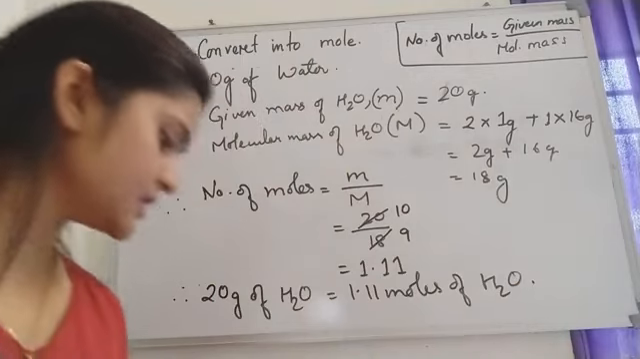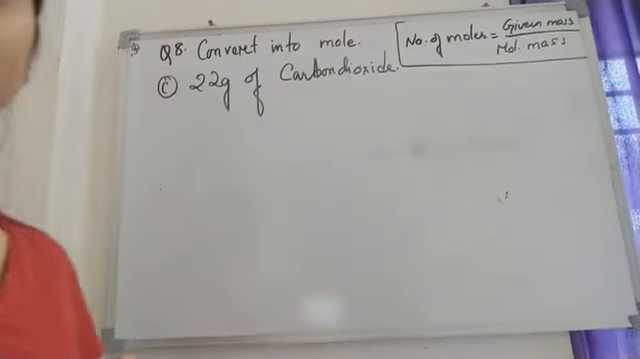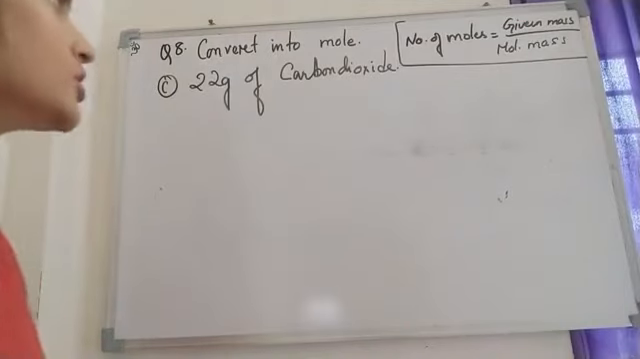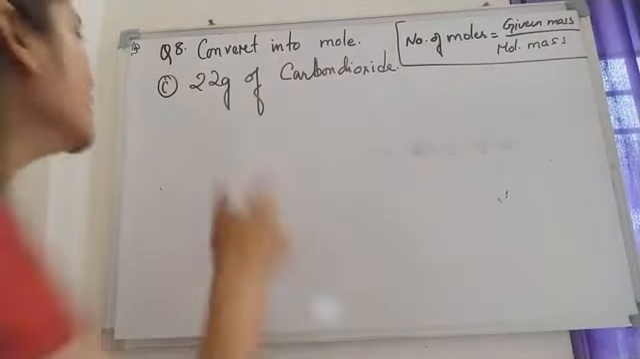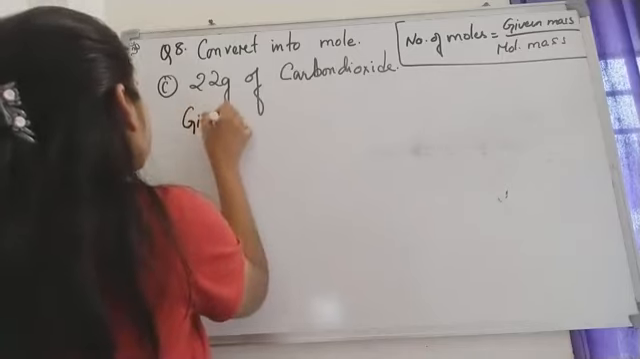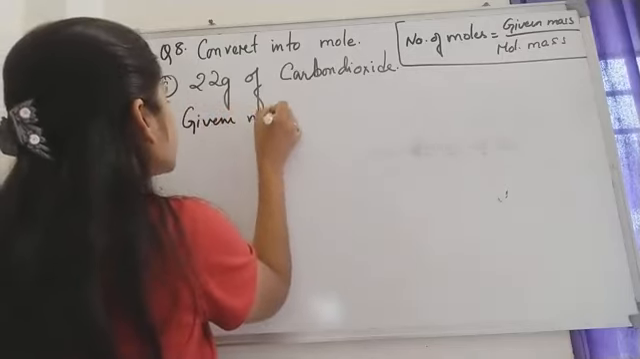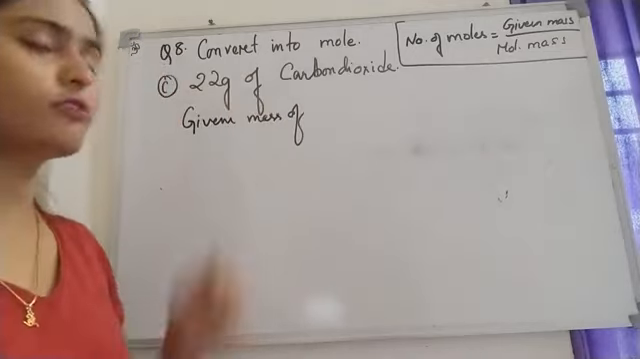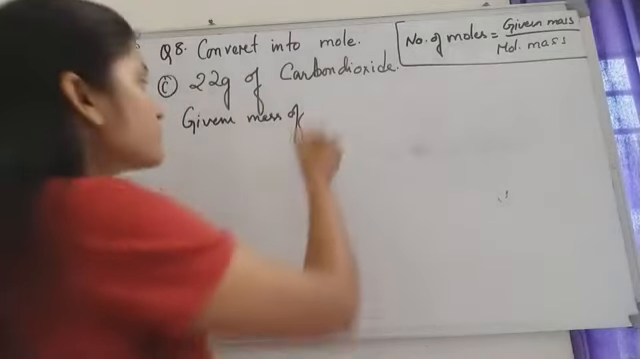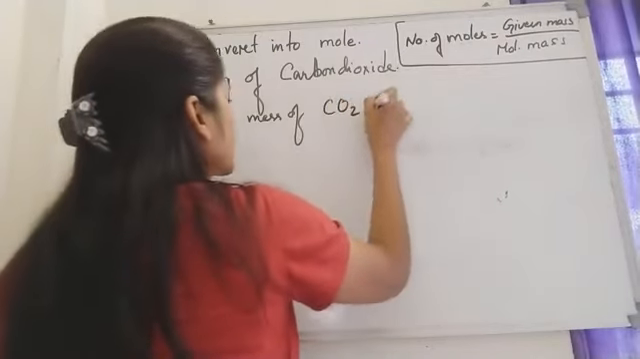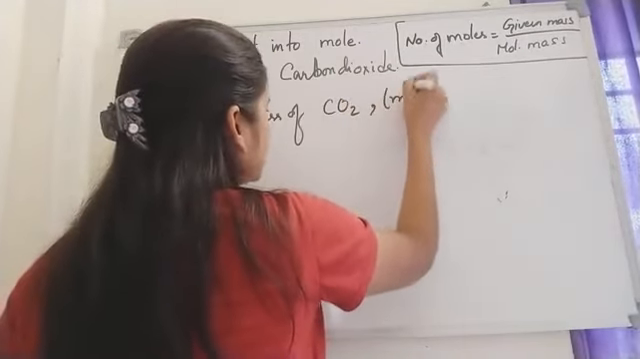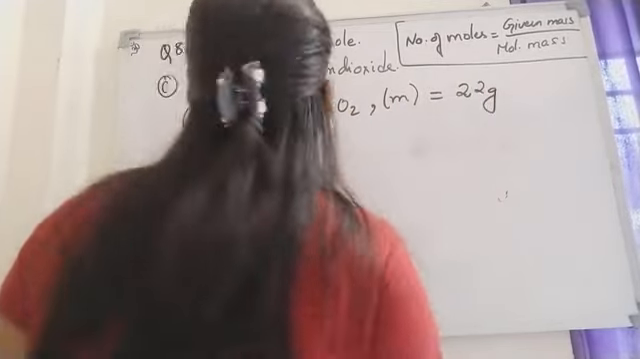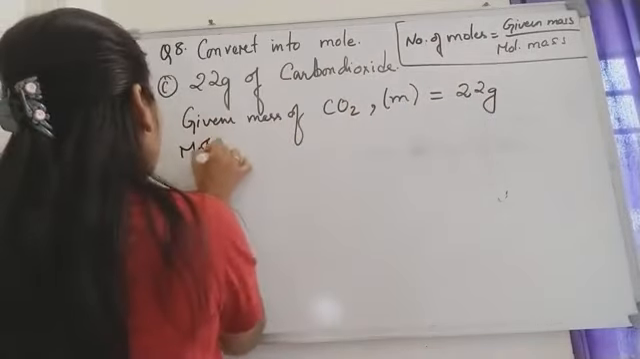Now we have number C as well. Let's move to that one. So students, here is number C, 22 grams of carbon dioxide. Same as the one before. So write down what is the given mass. Given mass of carbon dioxide. Now I won't write the word carbon dioxide, I'll write the formula, and for carbon dioxide, the formula is CO2. So the mass is small m. Since it's the given mass, how much? 22 grams. Next, you need to find out the molecular mass.